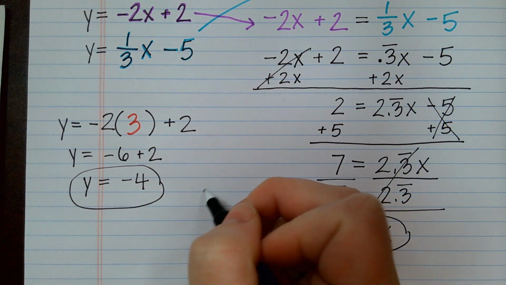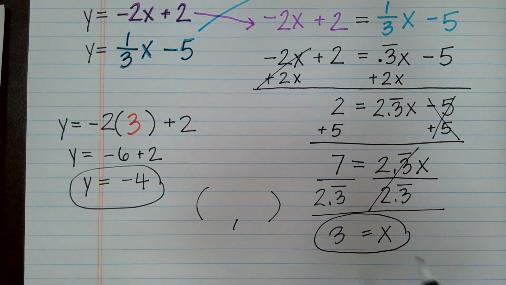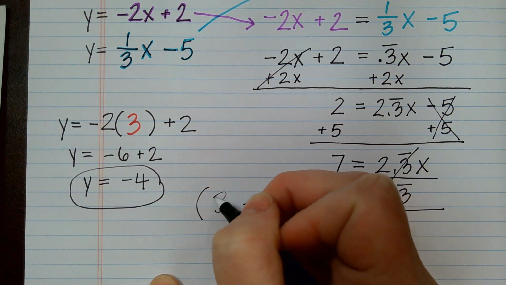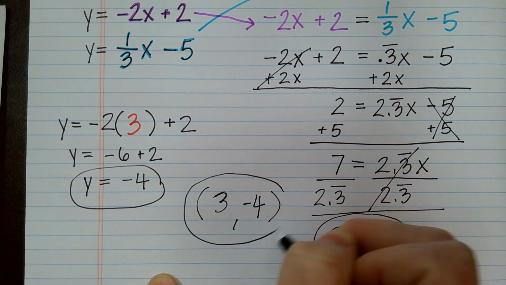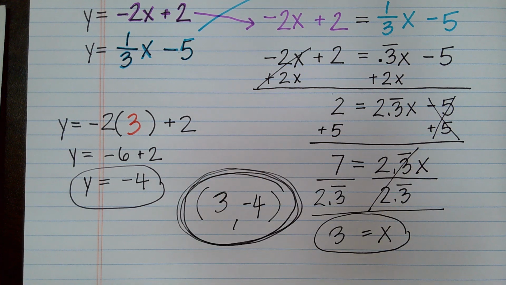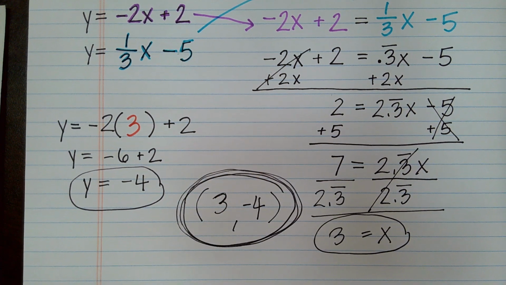So our answer is right. And how do we write it? x value first, y second. Your x is first, your y is second. 3, -4. Very nice. Very, very nice.